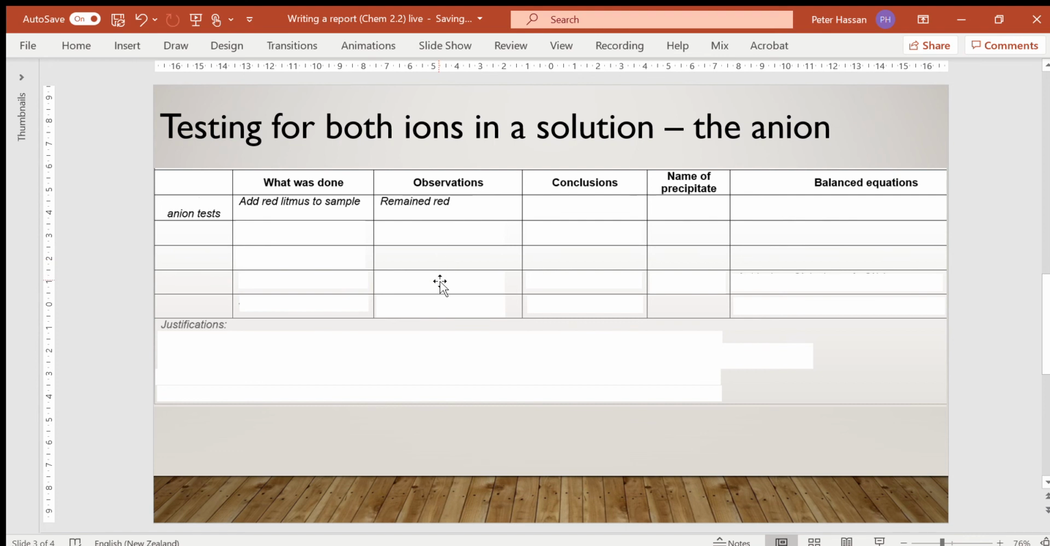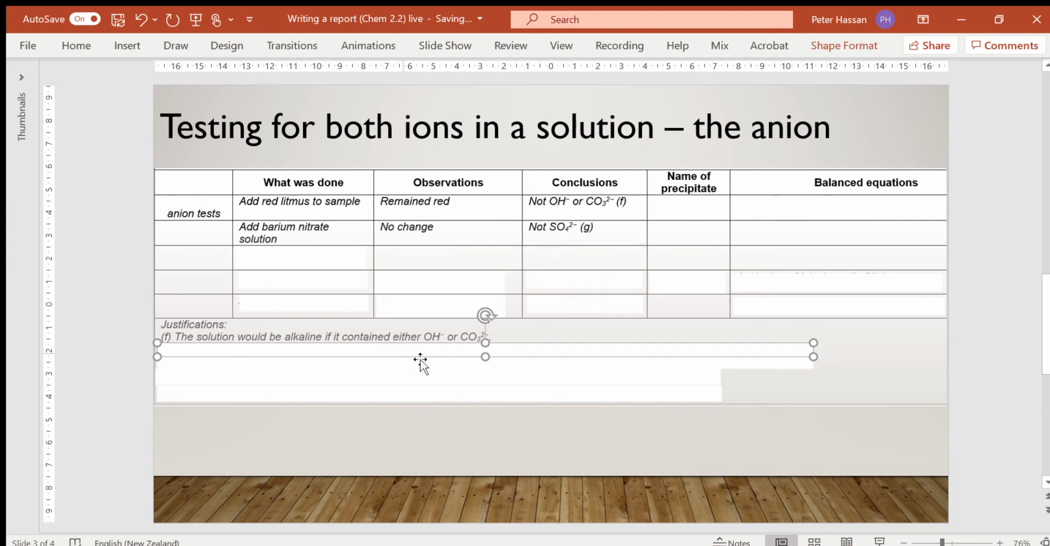In actual fact, it remained red, so that means that it doesn't contain hydroxide or carbonate ions. Otherwise, the solution would be alkaline, and it's not. Okay. So next step is to add barium nitrate solution to a sample. In this case, there was no change. The solution is just mixed with no precipitation. So we can conclude that it's not sulfate.